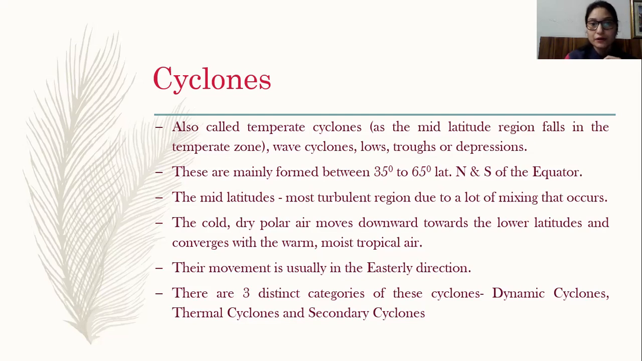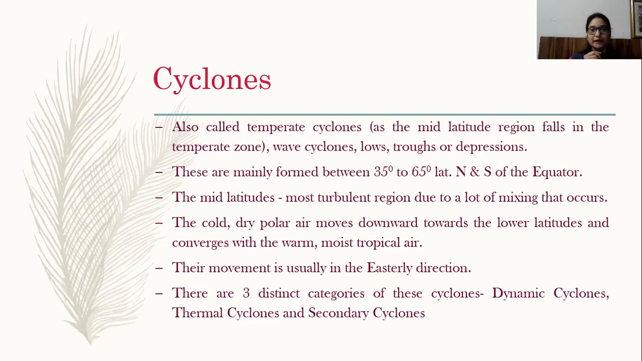So the cold, dry polar air moves downward because of its heavy weight, because of its density, and it converges with the warm air. The warm air has a tendency to rise. So a little movement from the cold air, a little movement from the warm air, both of them converge, both of them meet. There is a formation of a front, the warm air front and cold air front, and this leads to the generation of the cyclones. Generally, the cyclones move in an easterly direction.